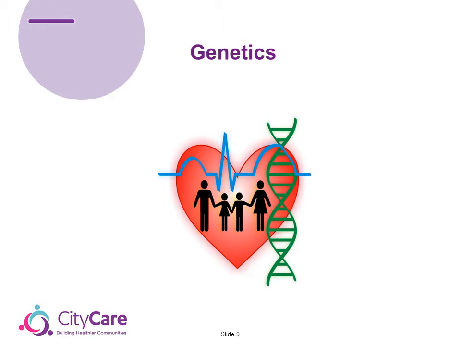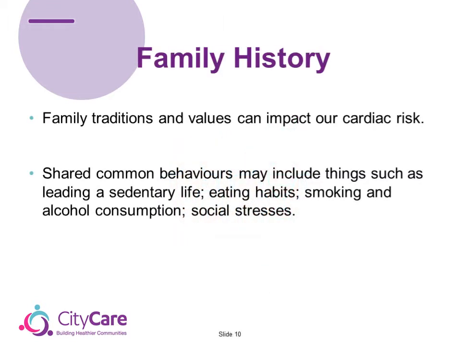Genetics. Family history. Traditional values and behaviours within a family can impact upon cardiac risk. What we mean by this is that if parents smoke, their children are more likely to smoke. If parents have a sedentary lifestyle, their children are more likely to have a sedentary lifestyle. If parents have poor eating habits or excess alcohol consumption, there is a likelihood that their children could possibly go on to develop these behaviours as well.